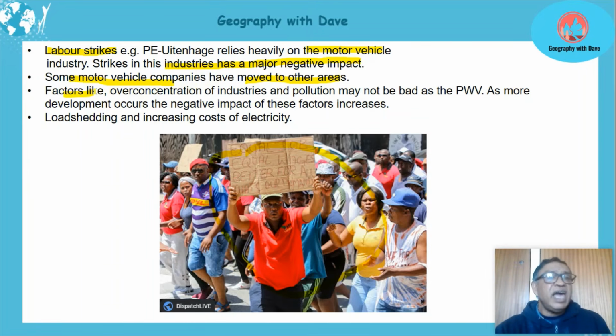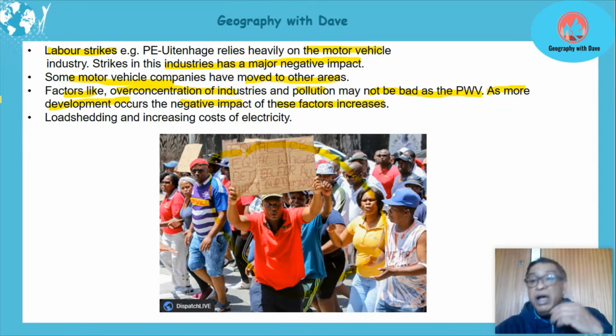And then factors like overconcentration of industries. Pollution may not be as bad as the PWV, but it's still happening. And as more development occurs, learners, the negative impact of these factors increases. Obviously, when the area develops, there will be more overconcentration of industries, resulting in pollution, the same effects that Gauteng is feeling.